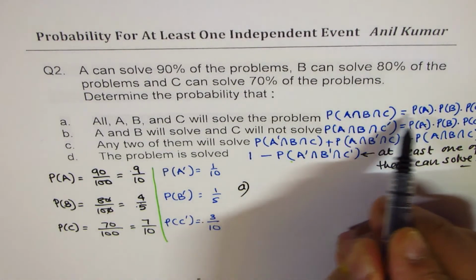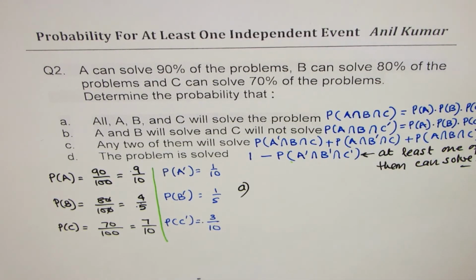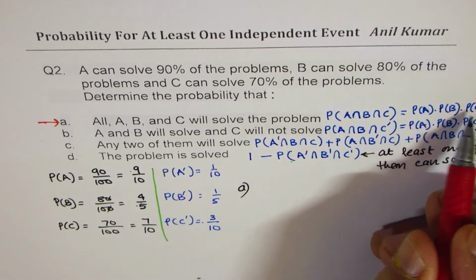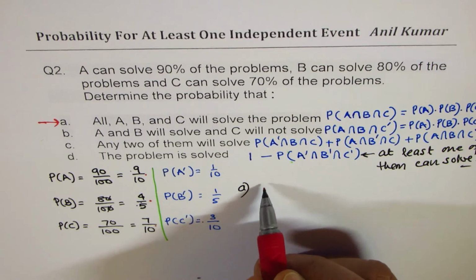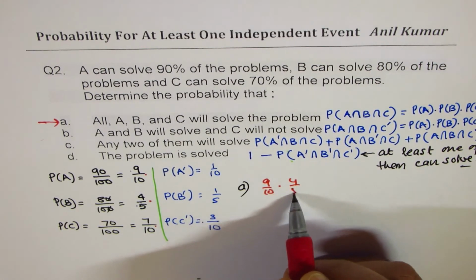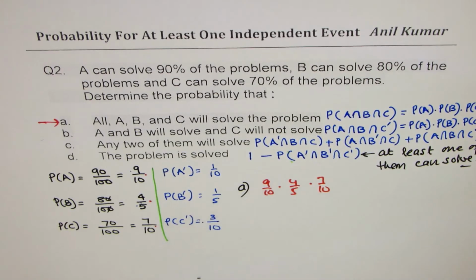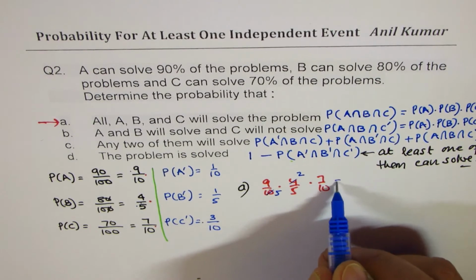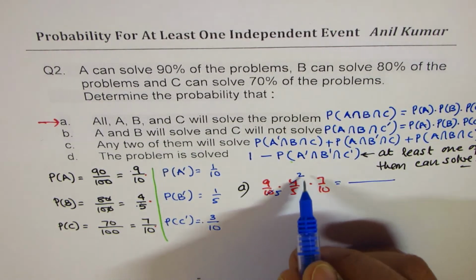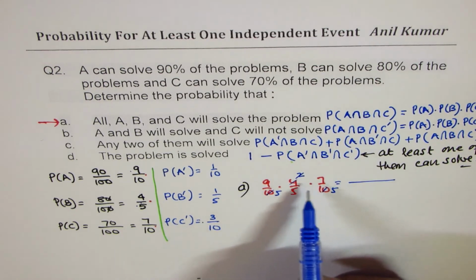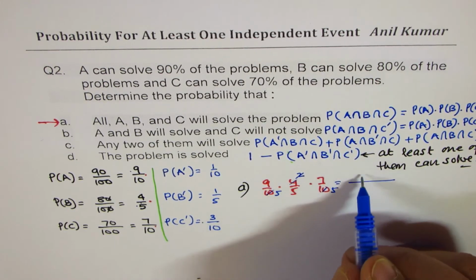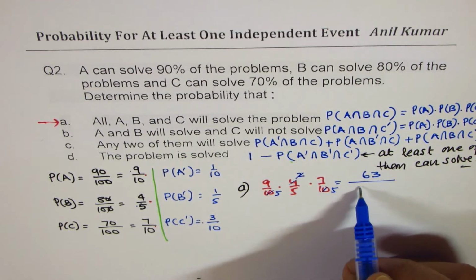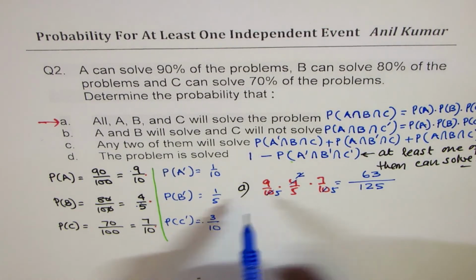So for A, I'm writing this is A, which is probability of A times B times C. That means we are going to multiply these three, which is 9 over 10 times 4 out of 5 times 7 out of 10, right? So, well, it's simple, we could do 2 times 5, and that gives us 10. So we get 9 times 7 as 63 in the numerator, and 25 times 5 is 125 in the denominator, right? So that becomes the answer for A.